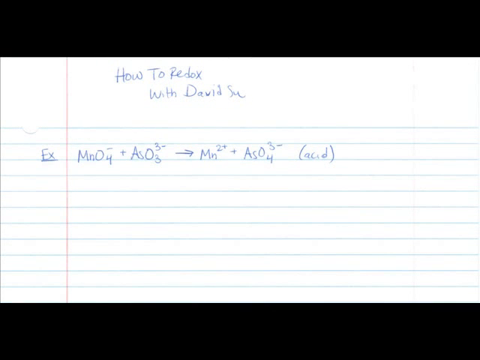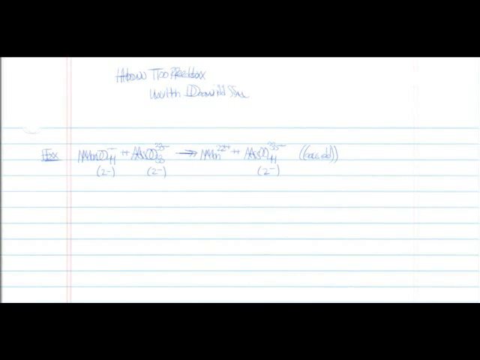You have MnO4 1 minus plus AsO2 3 minus yields Mn2 plus AsO4 3 minus, and your reactants are being done in an acidic solution, or an acid, whatever you want to call it. So this is your equation, and this is what it looks like. If you tried to balance it regularly, it would not work. You end up saying to yourself, okay, this is probably redox, let's do some redox.